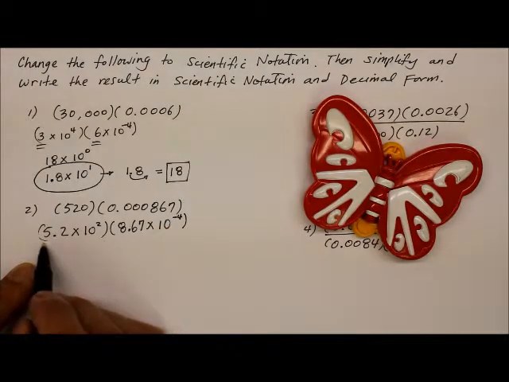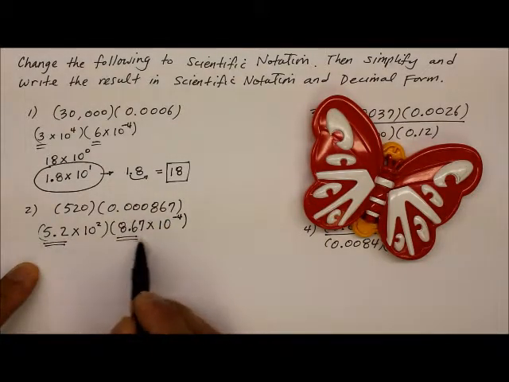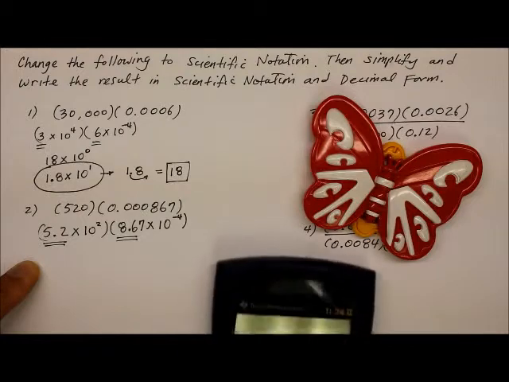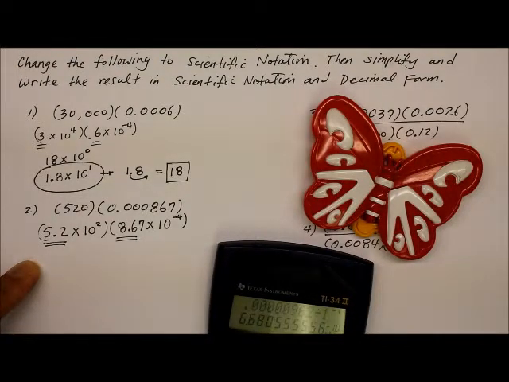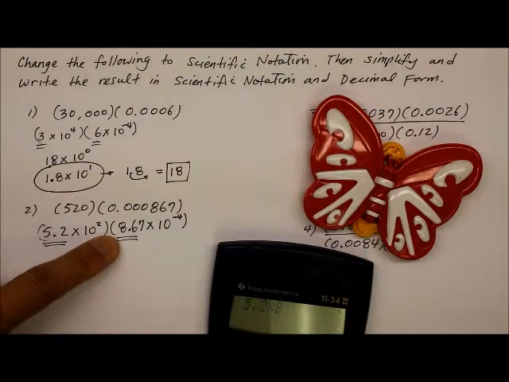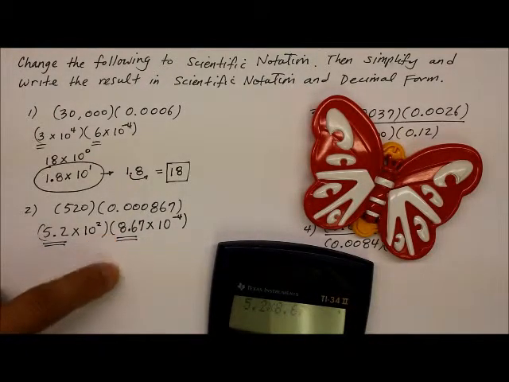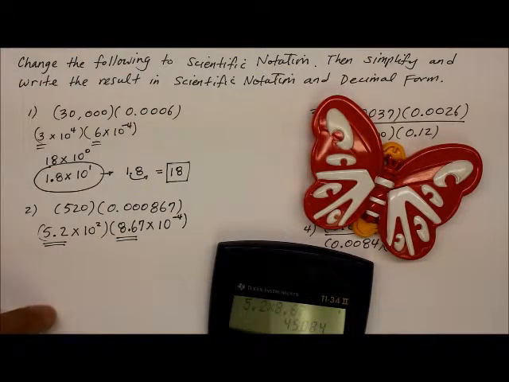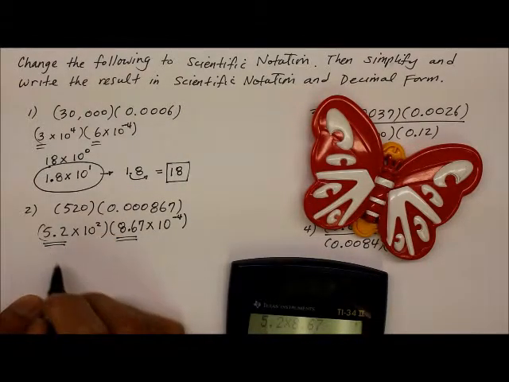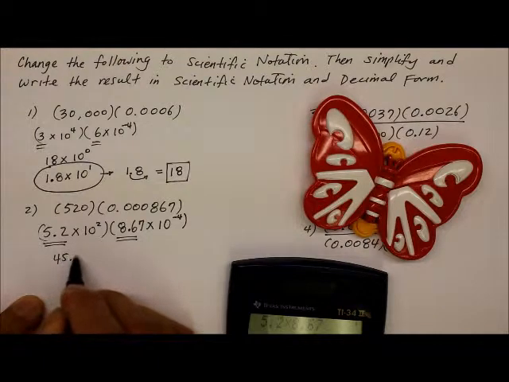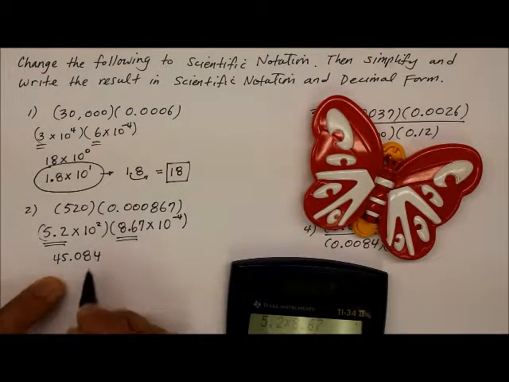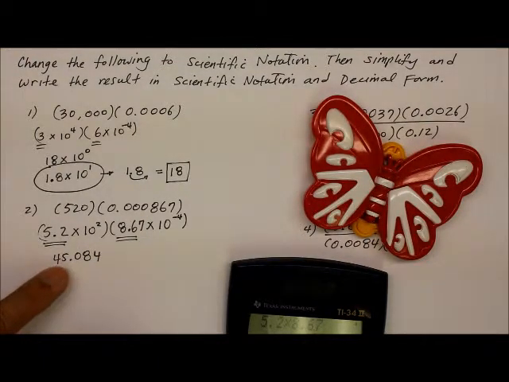So that means you have to multiply 5.2 and 8.67. To speed things up, let's use a calculator for that one. So we have 5.2 times 8.67. And that gives me 45.084. Now you know that's not scientific notation, so we have to fix that. But this is the original of what we want to achieve.